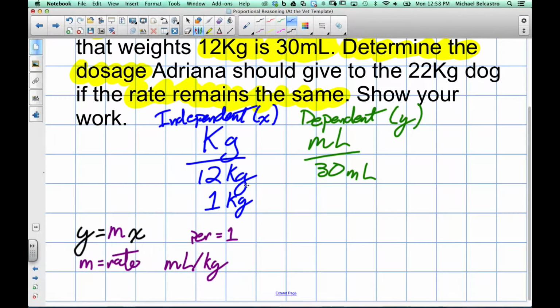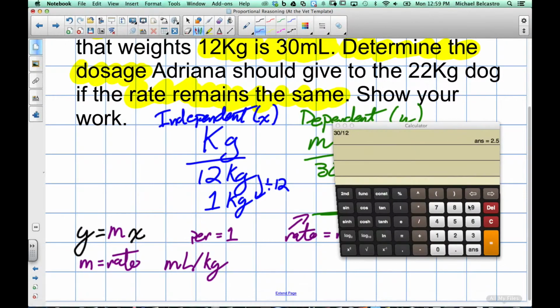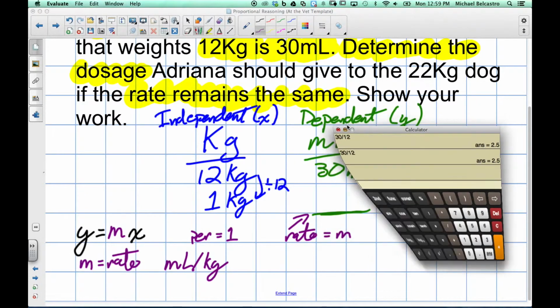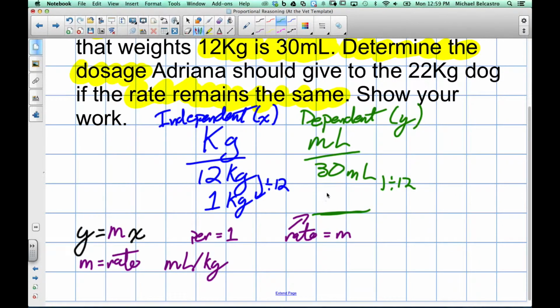And when we do that, we have to use a relationship that reduces our kilograms here. So in this case, we can divide by the number 12. And because we divided kilograms by 12, we're also going to divide our milliliters by 12. And when we divide by 12, that's going to give us this milliliter number, and this will be our rate, or in other words, our m value. So let's take our calculator out, and we'll take 30 divided by 12, and as you can see, I've already done this. It is 2.5. So for every 1 kilogram the dog weighs, when getting a dosage of medication, it needs to get 2.5 milliliters. So this is great.